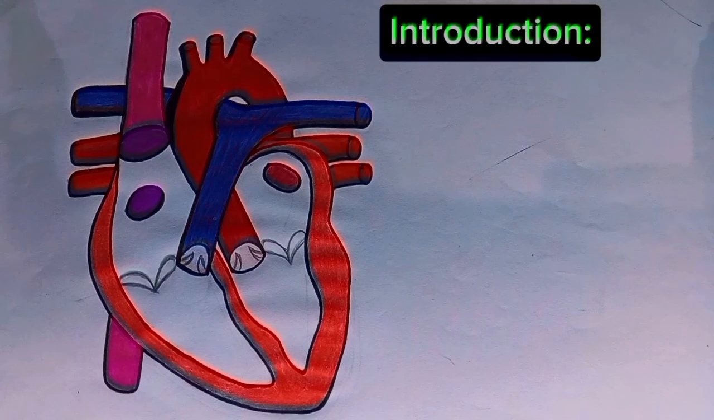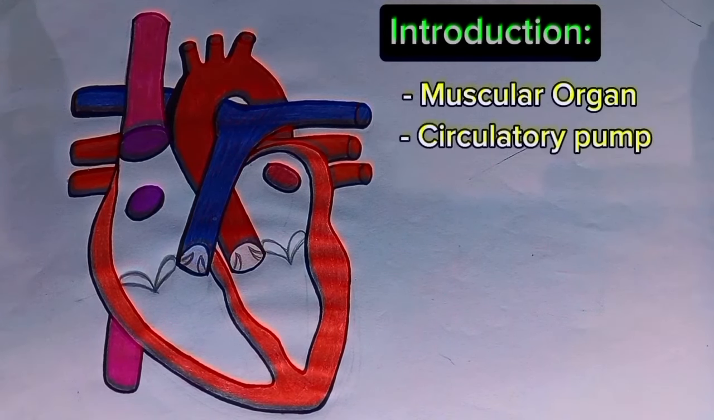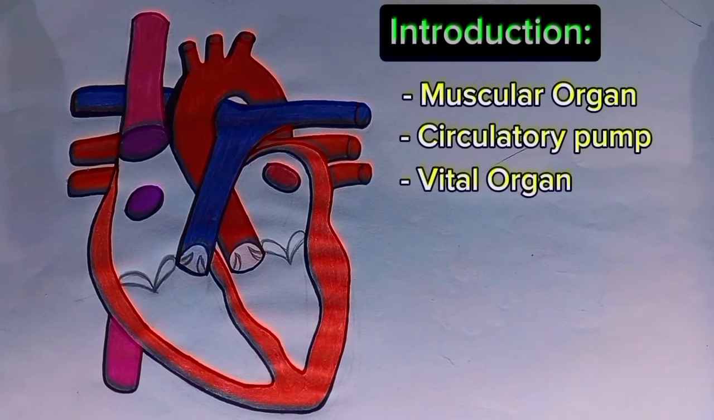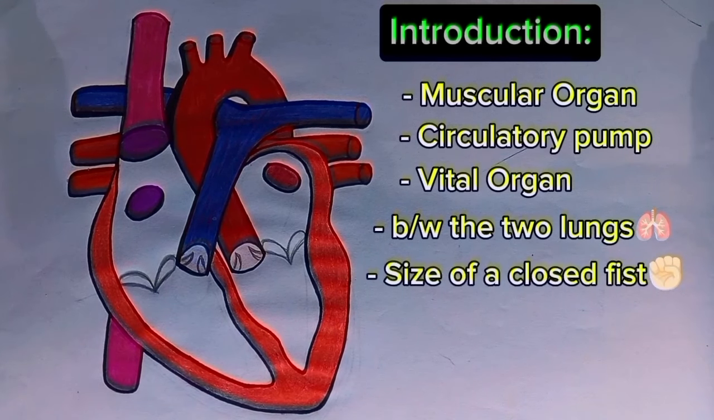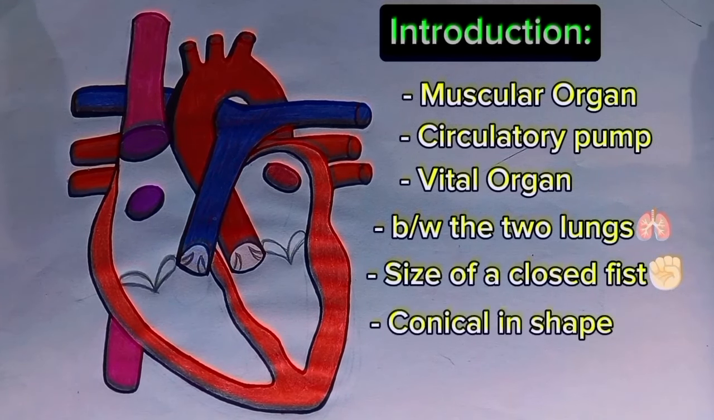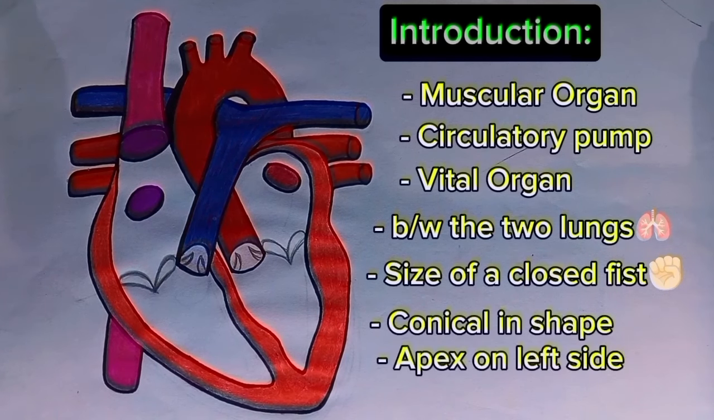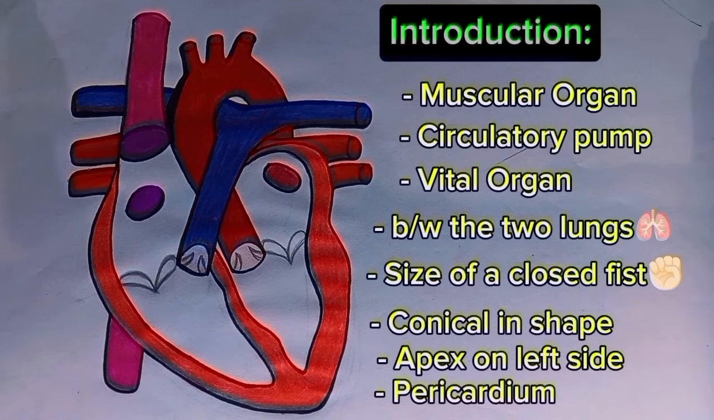The heart. The human heart is the muscular organ that pumps the blood throughout the human body. It is the vital organ in our body which is situated in our chest between the two lungs. The heart is about the size of a closed fist. It is conical in shape. The apex of the heart is on the left side of the body. The heart is surrounded by a protective membrane known as pericardium.